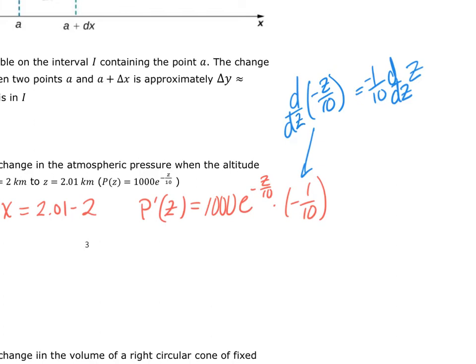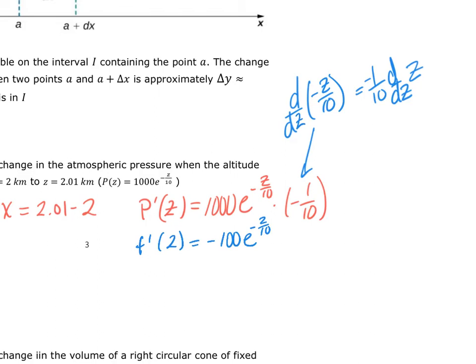So I still have to find the derivative, just like I did on my previous linear approximation. I still have to find p prime of a. My a happens to be 2. That's a 2, not a z. I put a bar through my z, so that's a 2. So I still have to evaluate it as I did before. So 1,000 divided by 10 gives us negative 100 e to the negative 2 over 10. So I still have to do that part of it.